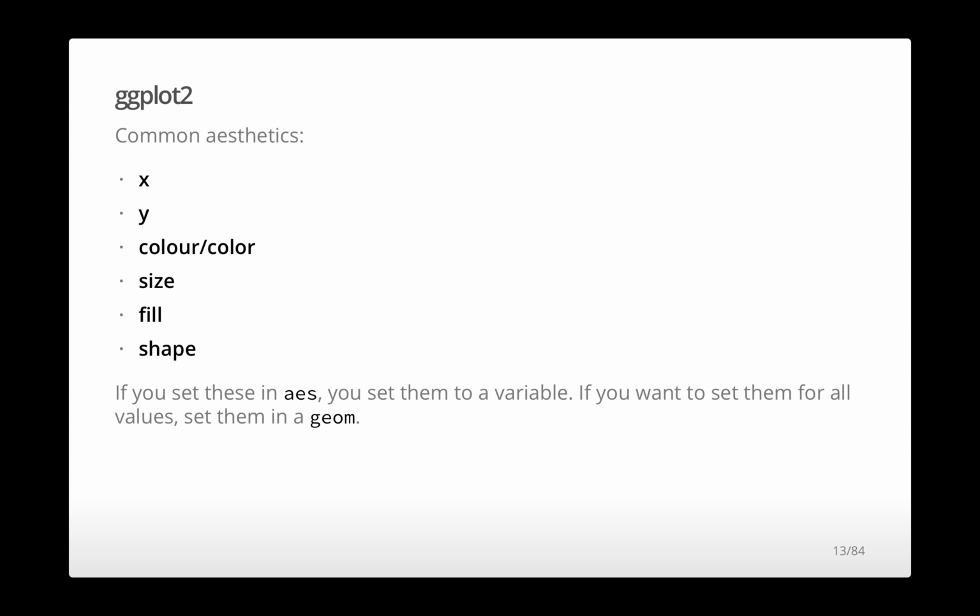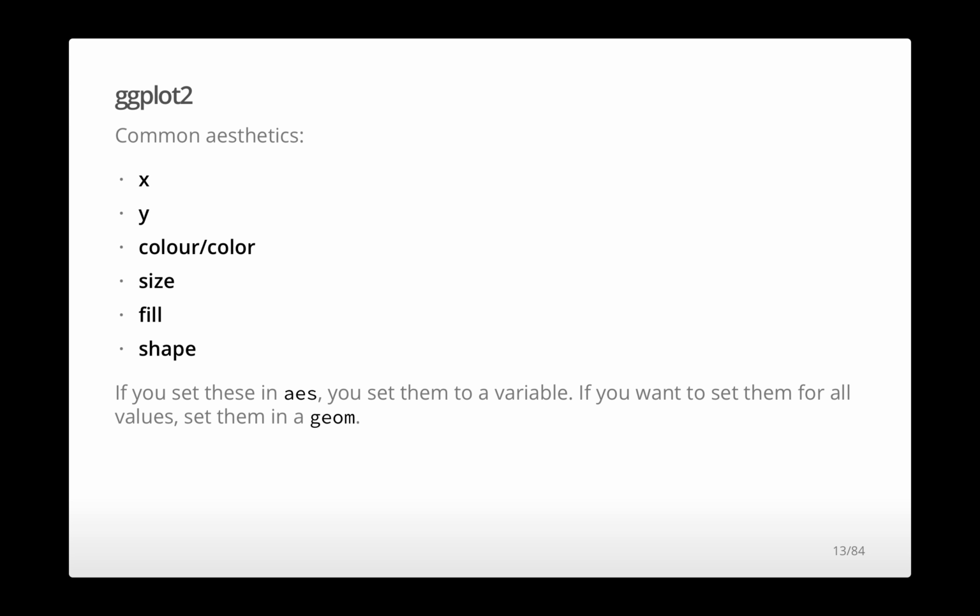So common aesthetics: X, Y, color, size, fill, and shape. These can be mapped to variables. If you look at the help for ggplot, it says mapping, right? And that's what you're doing with this aes function. You're mapping data to some sort of aesthetic, something you're looking at.